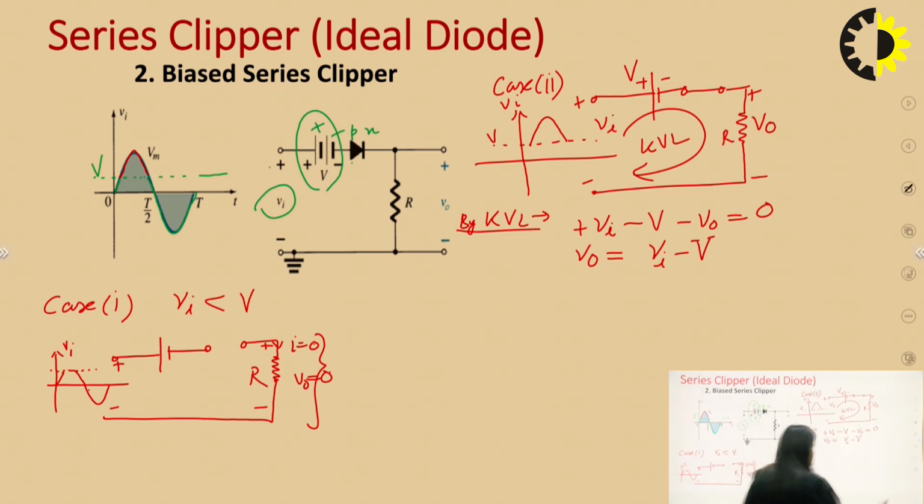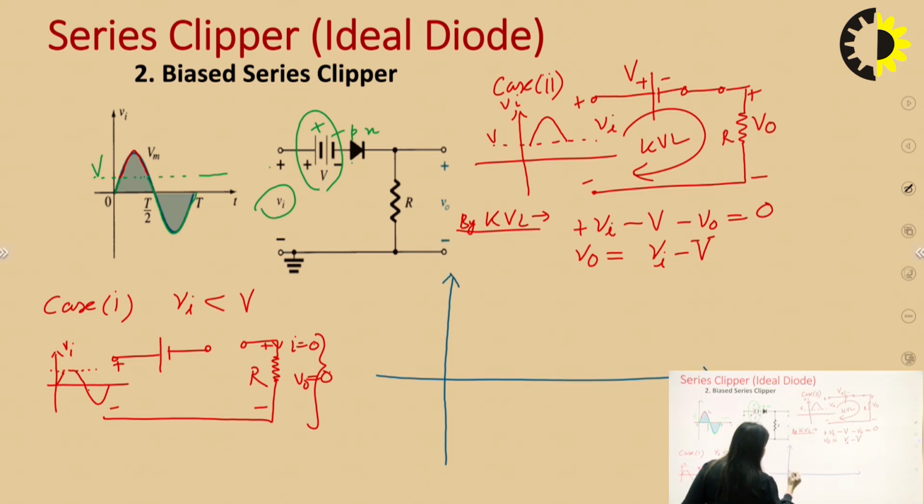Now the question arises, how will we find the maximum value of the output? So what is going to happen? Some portion of the waveform will be clipped off. So how will we draw the waveform? Just please listen here very carefully. Just make a raw sketch of the input waveform. Okay, mark the V value.